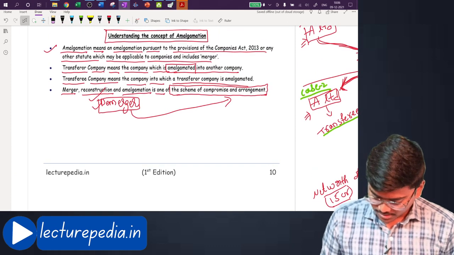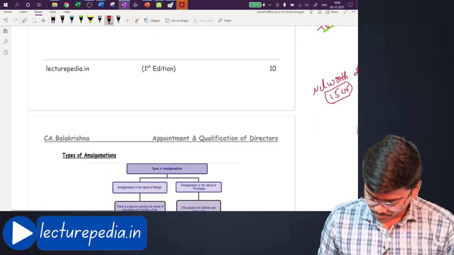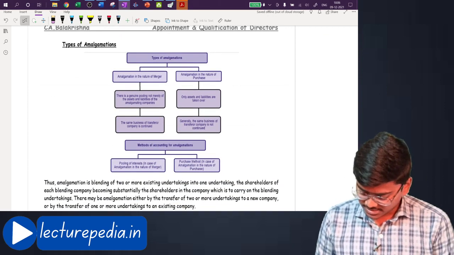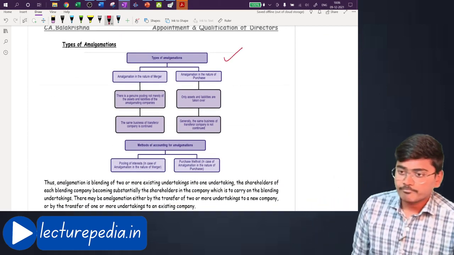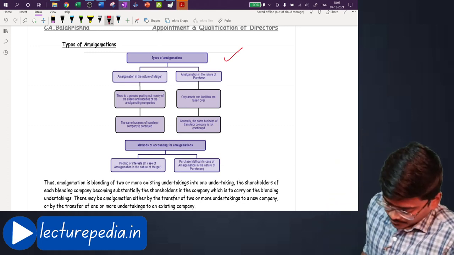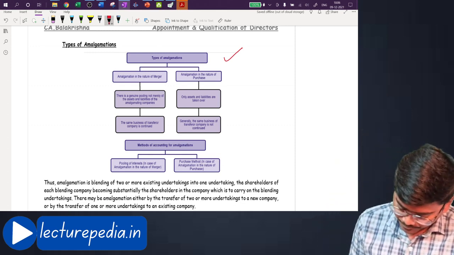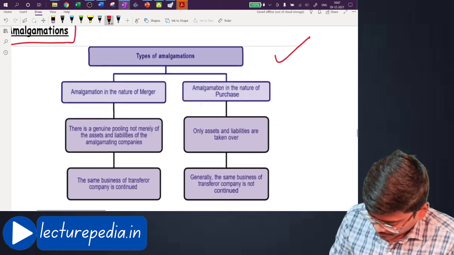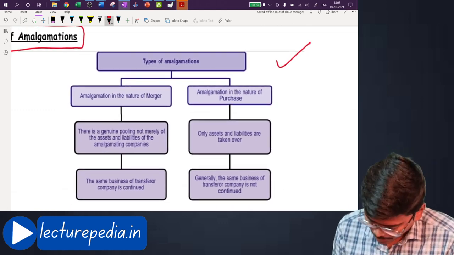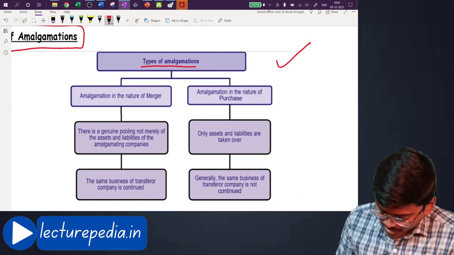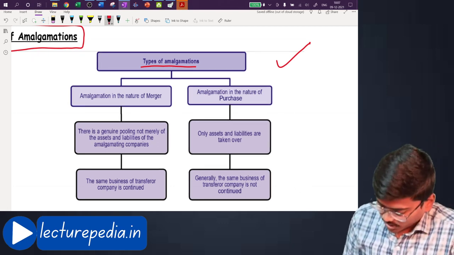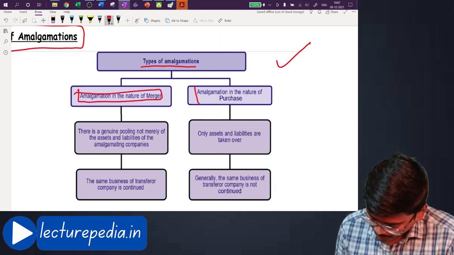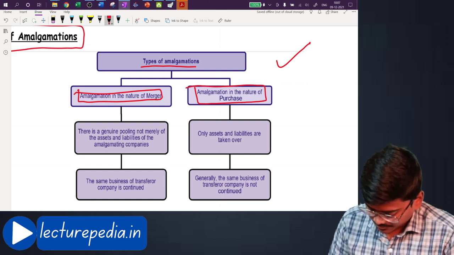We have discussed amalgamation. Now, types of amalgamations. Basically this diagram is from ICSI study material itself. I have copy pasted from the ICSI study material. What are the types of amalgamations? Let's see. There can be two types of amalgamations. One is amalgamation in the nature of merger, the other is amalgamation in the nature of purchase.